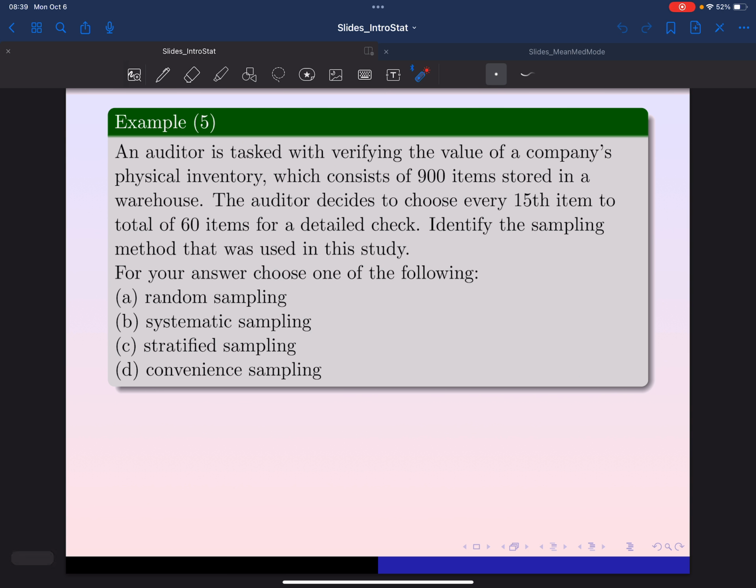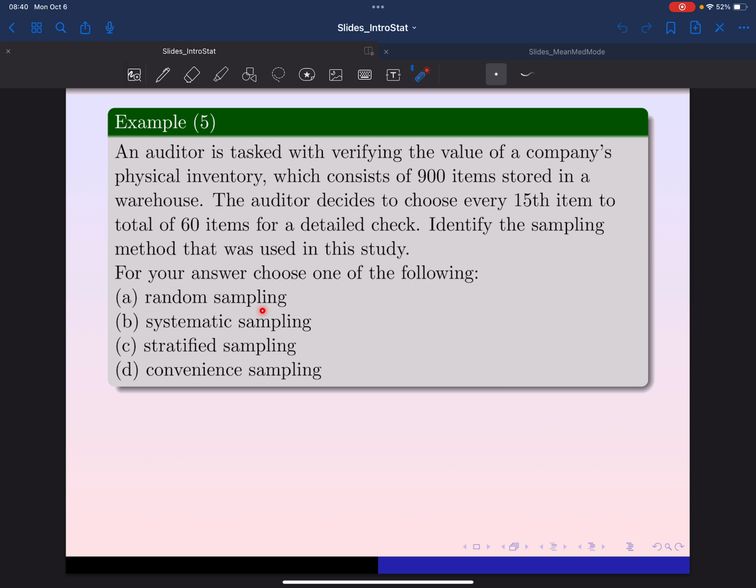Now we have an example. An auditor is tasked with verifying the value of a company's physical inventory, which consists of 900 items stored in a warehouse. The auditor decides to choose every 15th item, for a total of 60 items, for a detailed check. Identify the sampling method that was used in this study. So to identify, we would choose one of these. Is this random sampling, systematic sampling, stratified sampling, or convenience sampling?